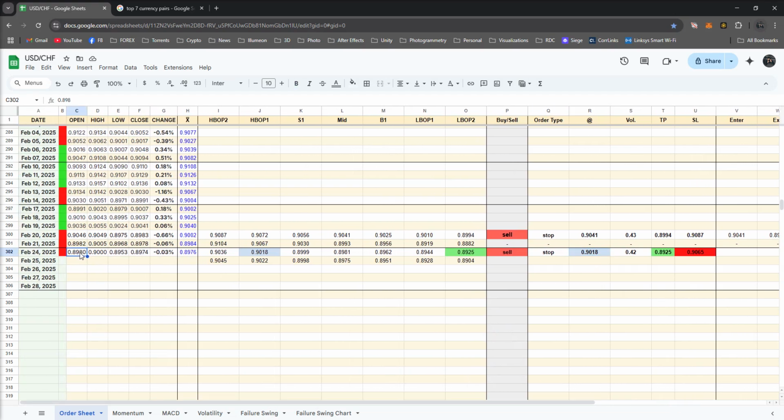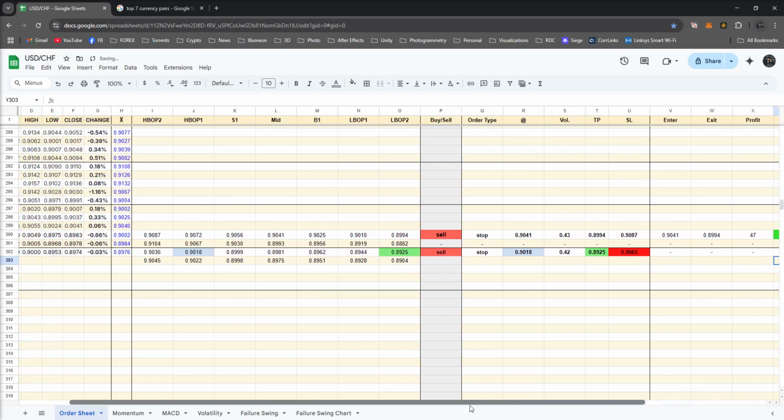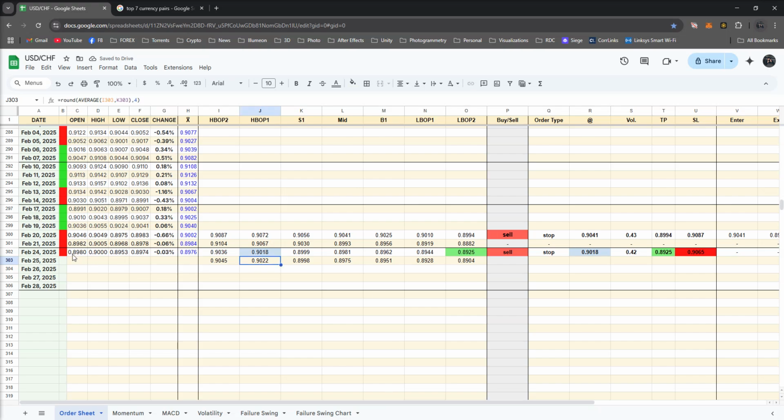It started here at the open. It went to a high here and a low here. You can see that it did not hit my target entry price. So we had no order go through this day. So we're not going to make or lose any money on the franc today. So that means I'll have to figure out what kind of order I want to put in for tomorrow.